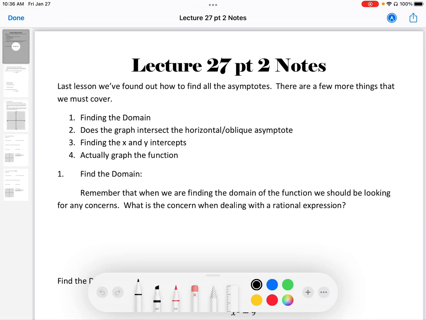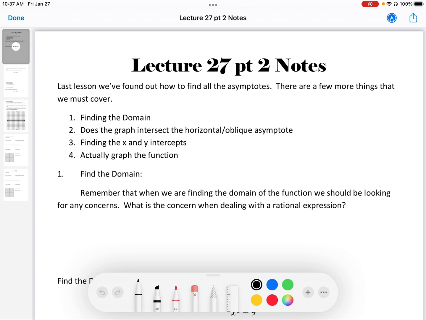Okay, so we are going to get started with lecture 27, part 2. This is where we are actually going to go about graphing these functions. We will start out with finding the domain of these functions, which we've already done before. Then a new step is going to be, does the graph intersect the horizontal or oblique asymptote? And then we will also go over finding the x and y intercepts.